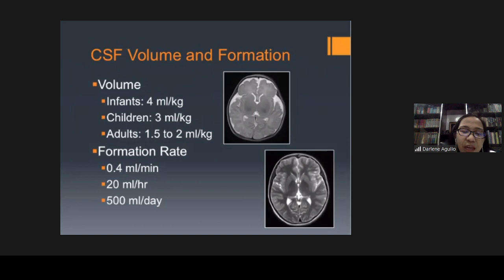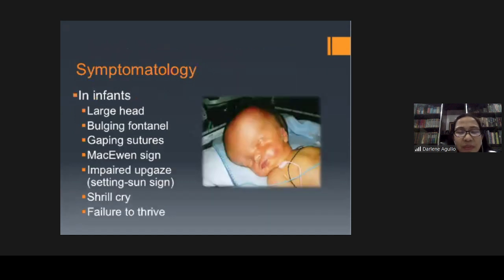So in infants, we already mentioned this in our past session. In infants, because the skull accommodates, increased ICP will manifest as large head, bulging fontanelle, gaping sutures, positive McEwen sign, impaired up gaze, shrill cry, and failure to thrive. So we are very cautious in applying the concepts of intracranial hypertension derived from experience with adults.